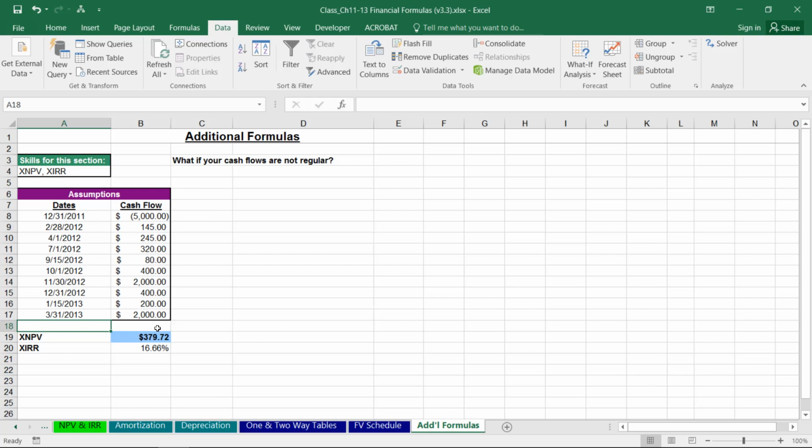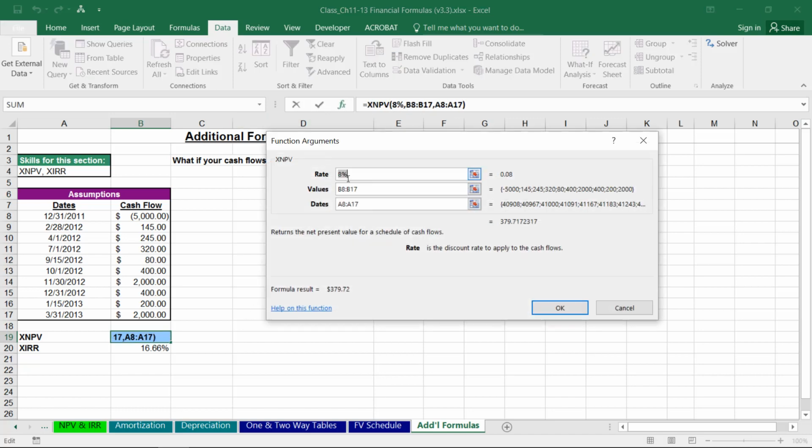Excel has a formula that will help us with that. It's called XNPV, the X net present value. Notice in this formula, let me open this up, the rate, that is our cost of capital, is 8%. For values, we put in all the different cash flows, and for dates, all the different dates.